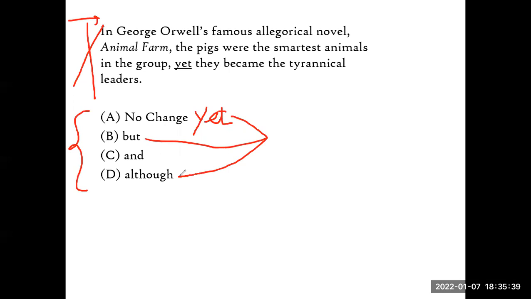So you can say that he is good in studies, yet he did not score well. Or he is good in studies, but he did not score well. Although he is good in studies, he did not score well. All these three words are actually used to show contrast. So you cannot pick one over the other. There is no reason to pick one over the other.